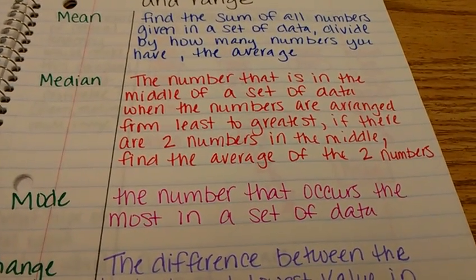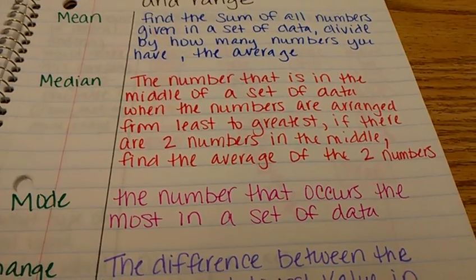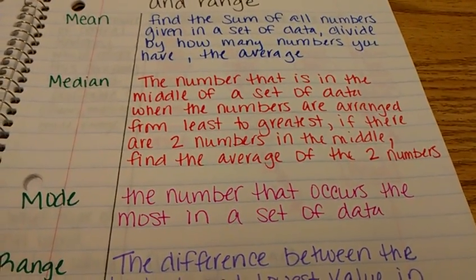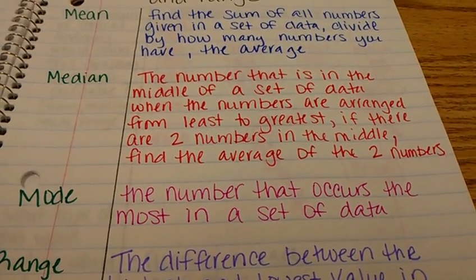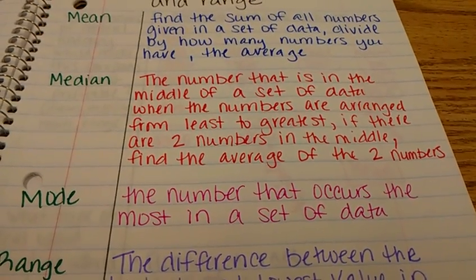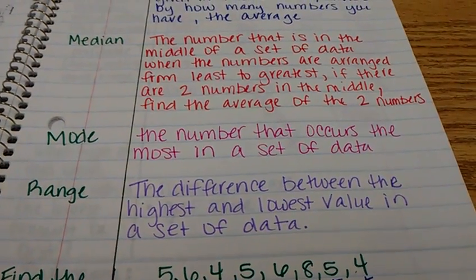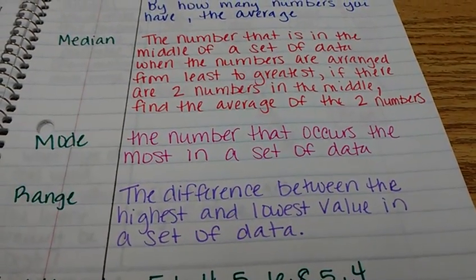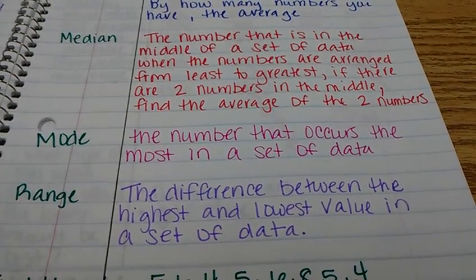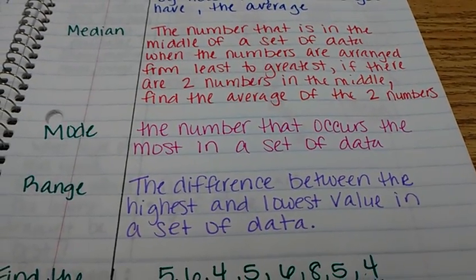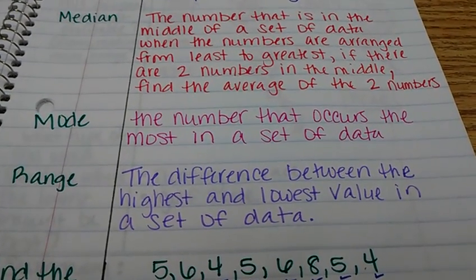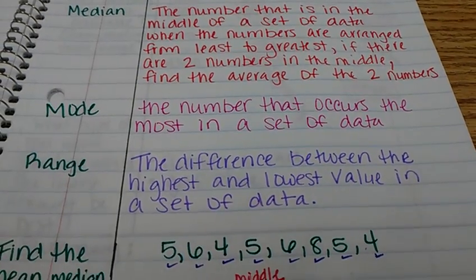Mode is the number that occurs the most. Mode, most, it sounds like most. So whichever number occurs more often or the most in a set of data, that is your mode. And then your range, the difference between the highest and the lowest value in a set of data. Basically, you're trying to figure out how much your data varies, okay?